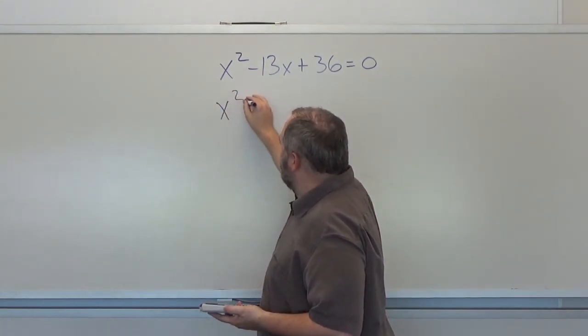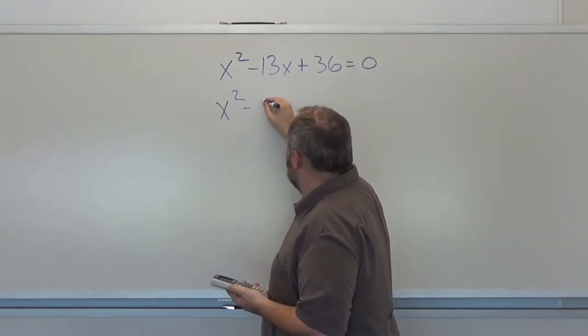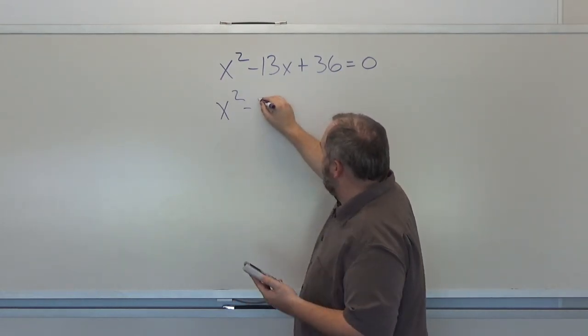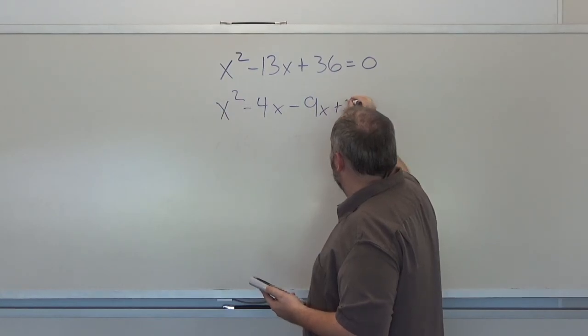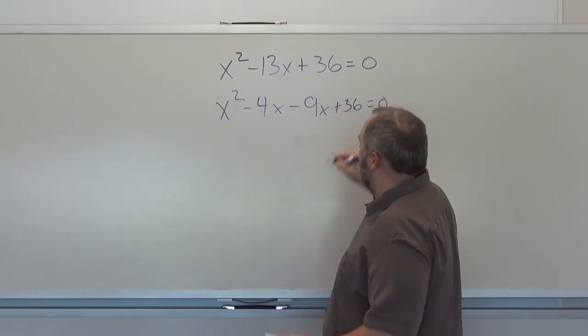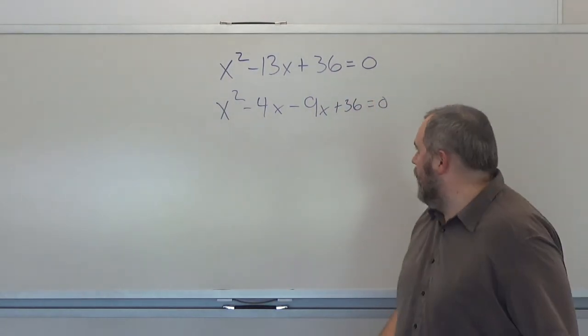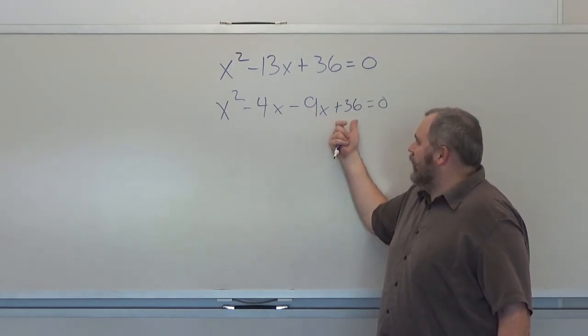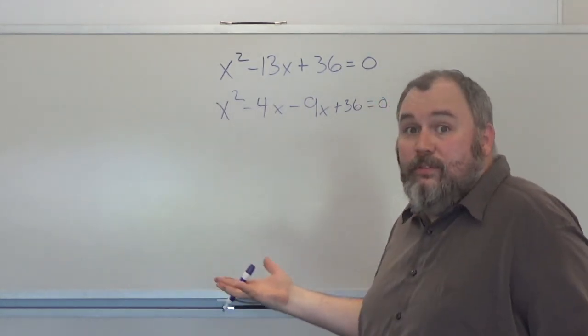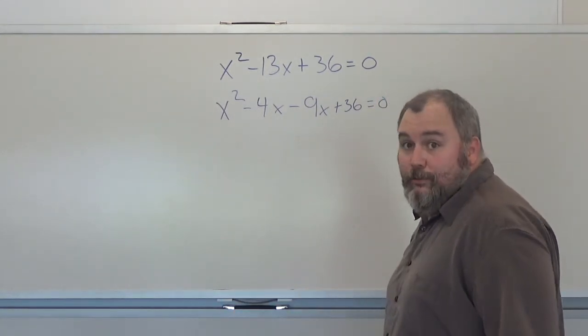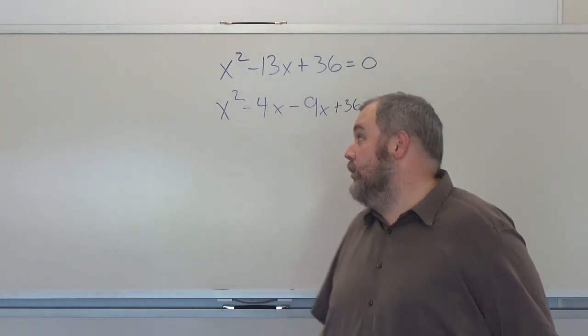So I can say x squared minus 4x minus 9x plus 36 is equal to 0. Notice what I just did. I put the 9 and the 36 together. Why? Just because I wanted to, since they're both divisible by 3. I could have put the 4 there instead. It would have been fine too.